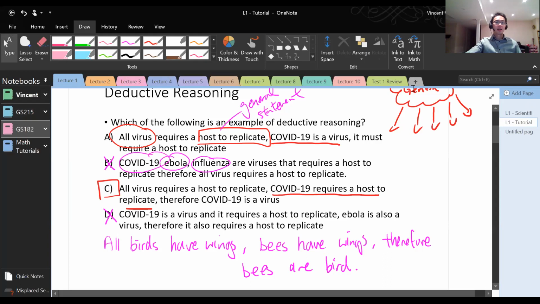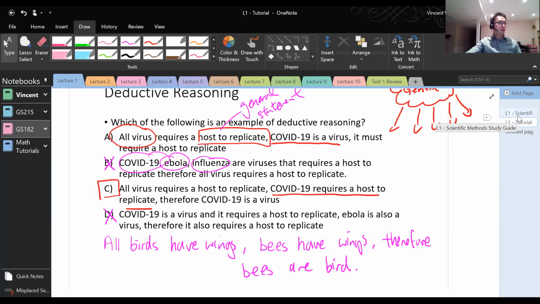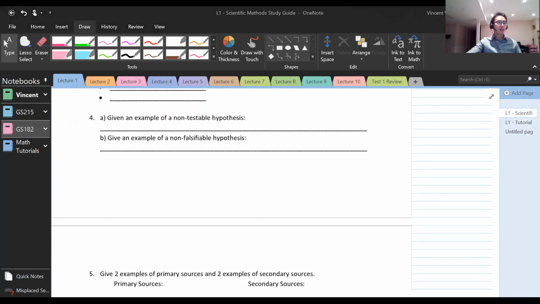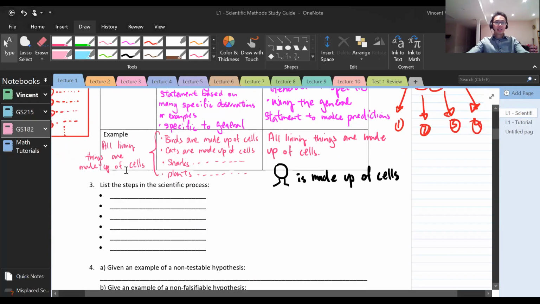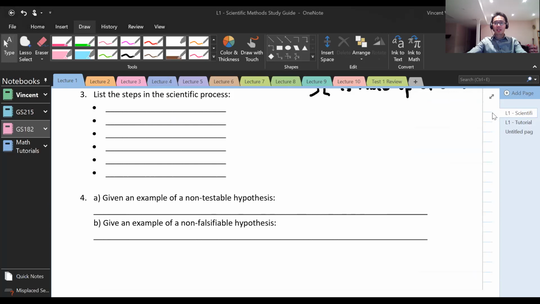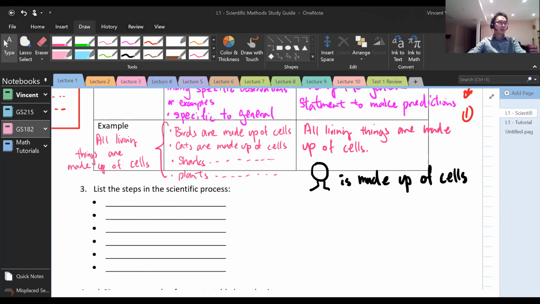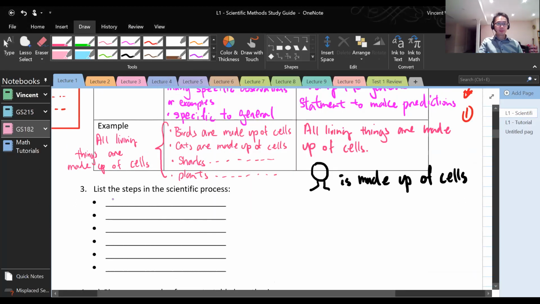All right. What was I talking about? Yes, let's go back to this. We have the scientific process. The scientific process has many steps in it, and we are going to list them out and talk more about it. Let's choose purple. First is observation.